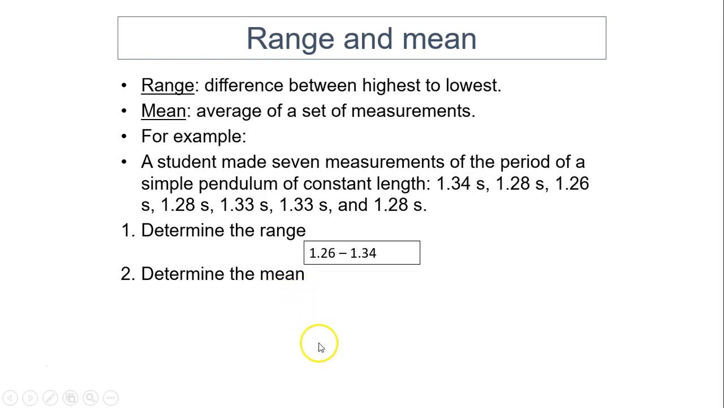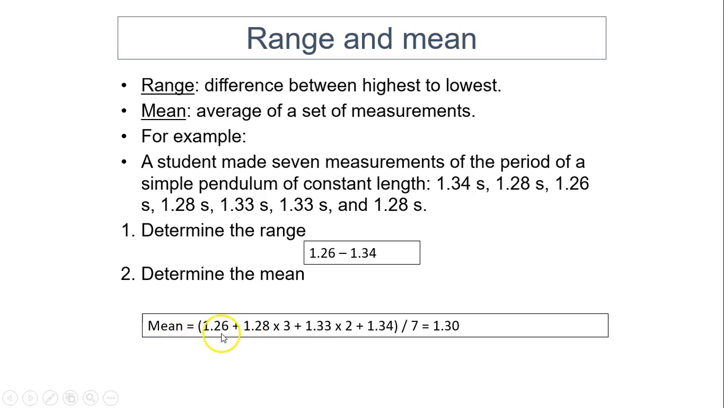Determine mean. Mean is the average. So we add all the numbers together and divide by the total set of 7 measurements. So mean equals, you add values together: you have 1.26, then you have 1.28 three times, so 1.28 times 3. Next number 1.33, you have that 2 times, so 1.33 times 2. Then you have 1.34 one time. So you add everything together, divide by 7, you should have 1.30.